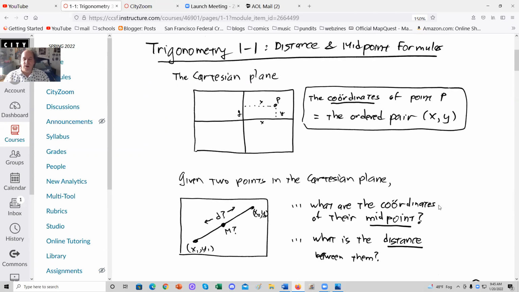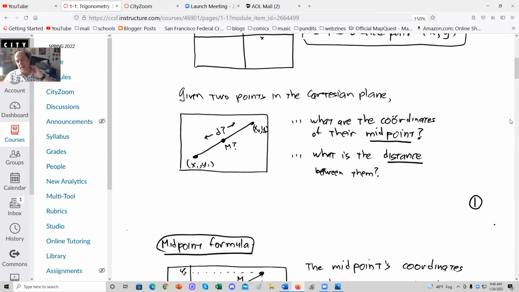All right, fine. So for every point, there's a pair X by Y, and for every ordered pair, there's a point P. X by Y and Y by X are different pairs, and they generally correspond to different points. And given some points in the Cartesian plane, x1 by y1 and x2 by y2, I ask, what is the coordinate of the midpoint M, and what is the distance between the 2 points?